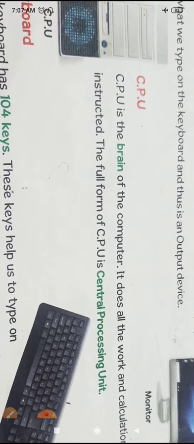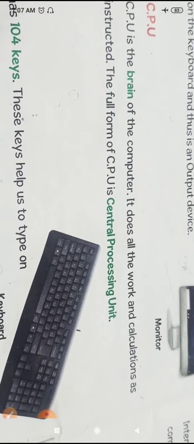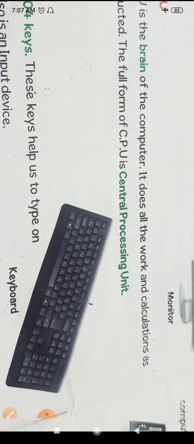Now here, you have to keep in mind the full form of CPU. What is the full form of CPU? You can see here, Central Processing Unit. Central means in the middle, correct? Processing, because it gets processed. Whatever input you give, it processes it and then gives the output.